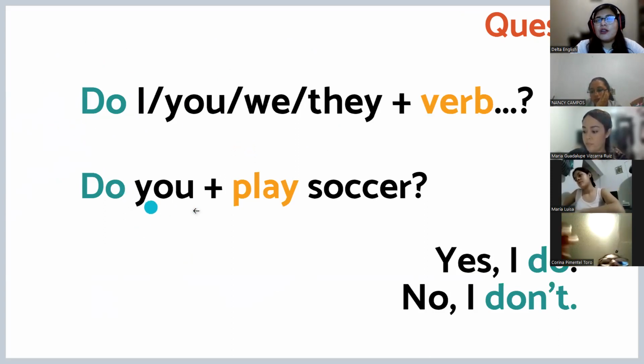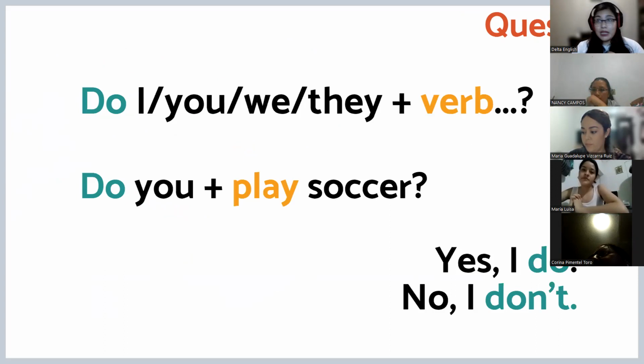Next, I'm going to follow with whatever subject I want. ¿A quién le estoy haciendo la pregunta o sobre quién estoy haciendo la pregunta? ¿Sobre ti? ¿Sobre nosotros? ¿Sobre ellos? ¿Sobre mí? Y dependiendo de sobre quién haga la pregunta, aquí yo selecciono mi sujeto. Simple as that. Next, I'm going to use my verb.